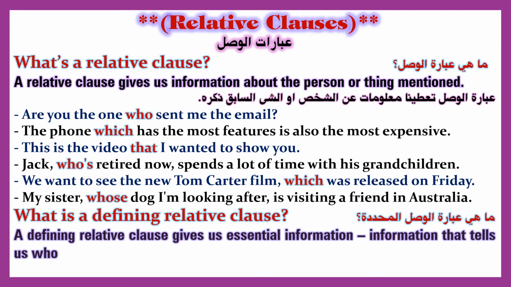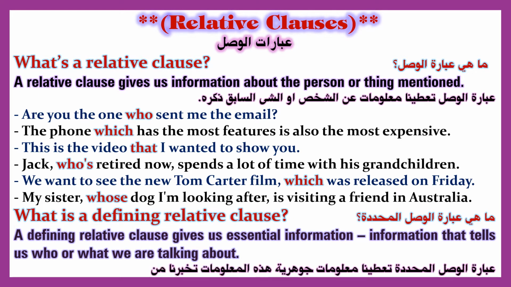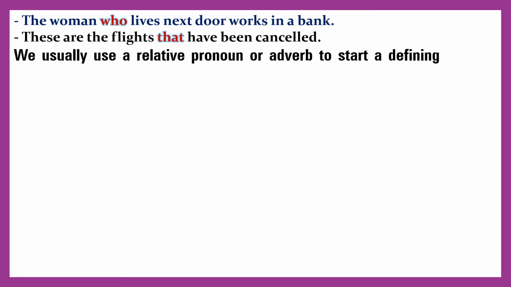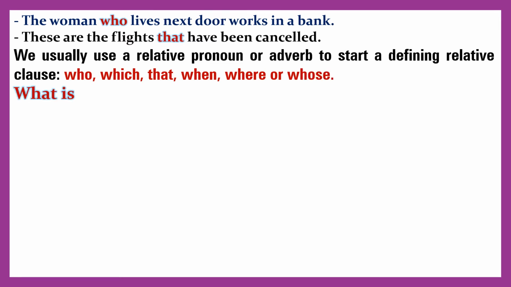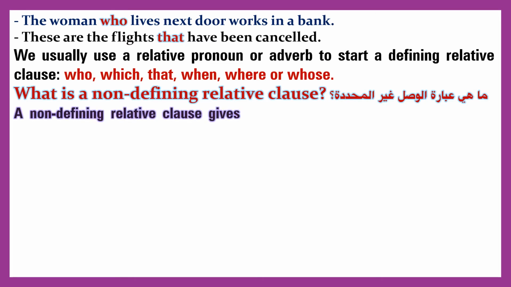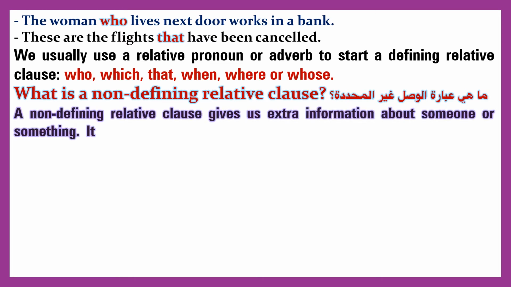What is a defining relative clause? A defining relative clause gives us essential information that tells us who or what we are talking about. The woman who lives next door works in a bank. These are the flights that have been cancelled. We usually use a relative pronoun or adverb to start a defining relative clause: who, which, that, when, where or whose.